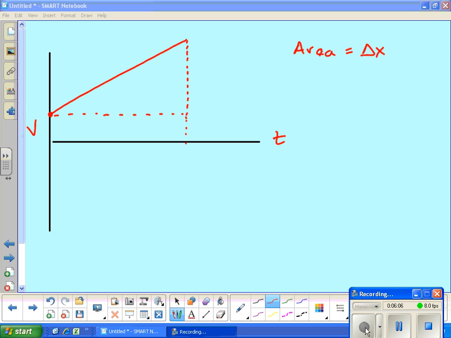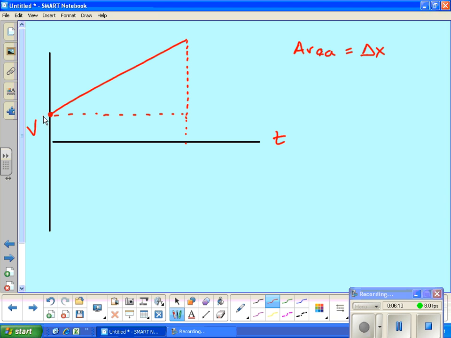So let's look at the rectangle down below. Base times height, real simple. Velocity is constant, so this value is your height, and your base is some span of time, delta t. Remember, this right there is vi. So the area here would be vi times delta t.